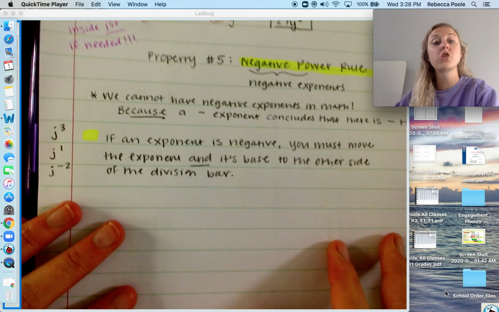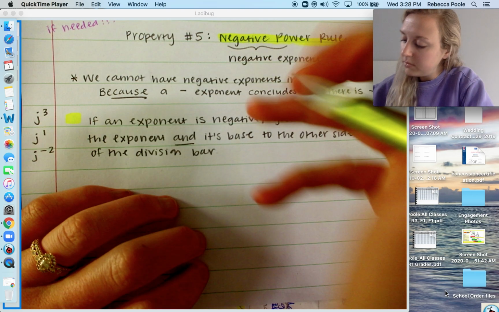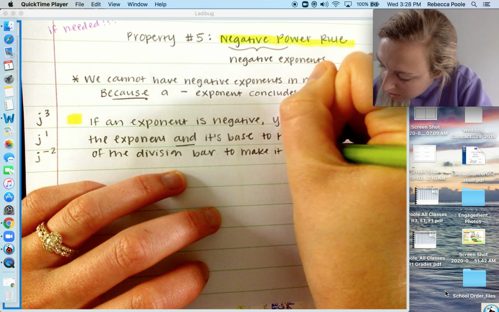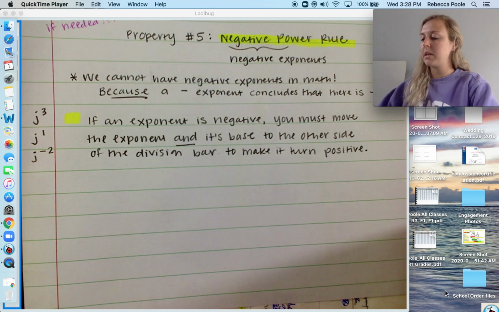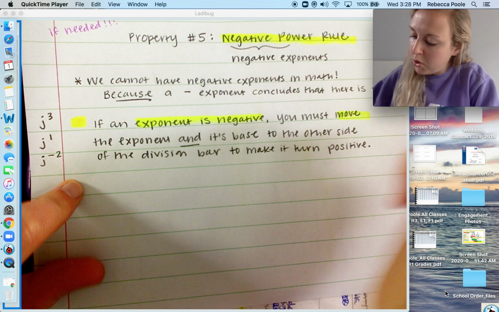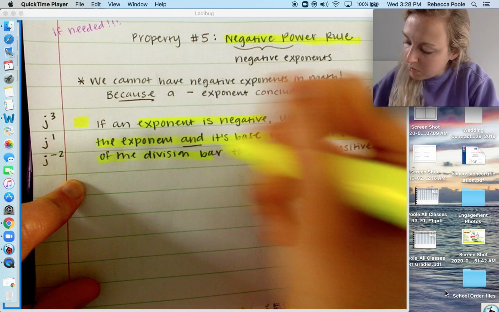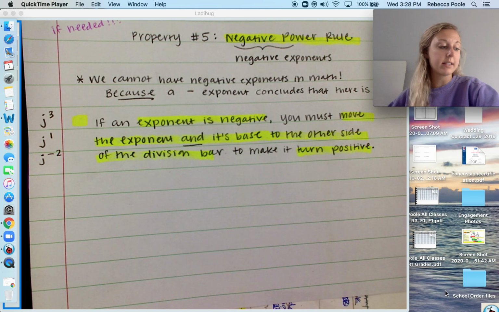Okay? So I'm going to show you guys what this looks like. So for our negative power rule, if an exponent is negative, you must move it and its base to the other side of the division bar to make it turn positive. I knew I was leaving off something. All right. So if an exponent is negative, move the exponent and its base to the other side of the division bar and it will turn positive, okay? So I'm going to show you guys an example.